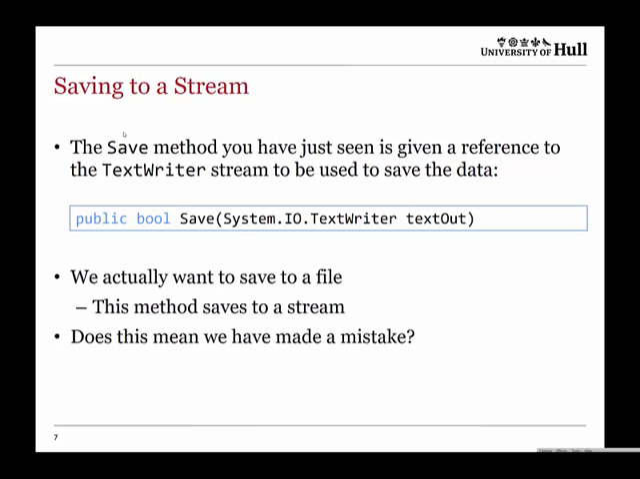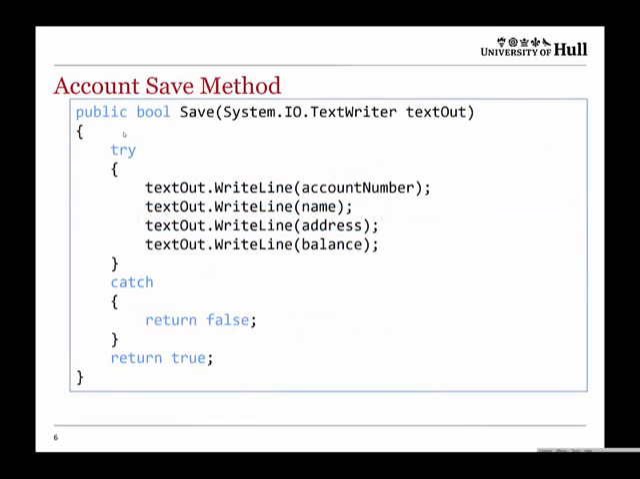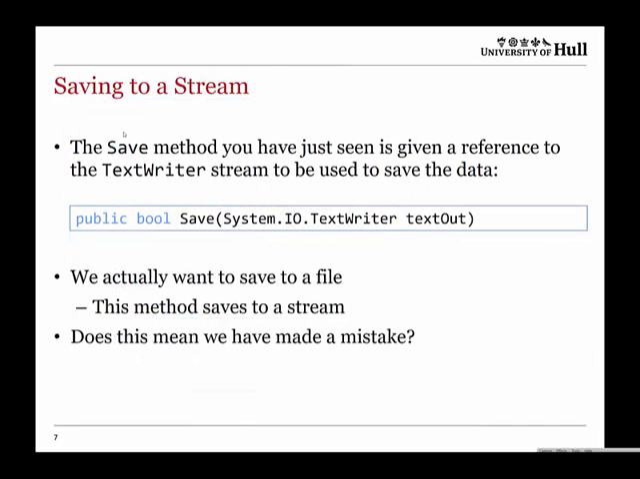Let's move on. Save into a Stream, yeah, we've done this. I give it the text out to write to. That's the top line here. So it just puts its information on the end of the stream. And yeah, have we made a mistake? No, we haven't, because this is my code.